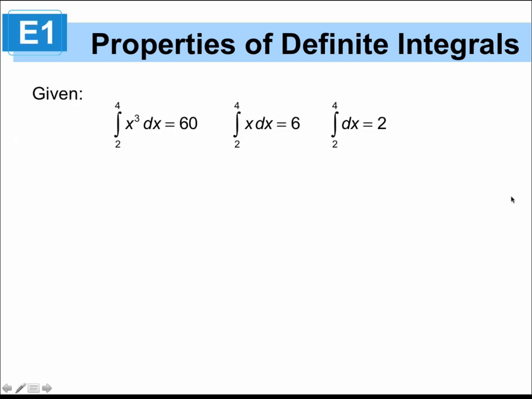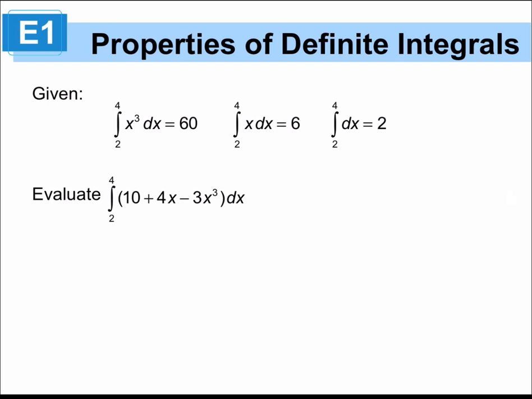Okay, so first example. We can do the math, this isn't that tough, but we're going to pretend we don't know these values. We don't know how to find the definite integral. Well, we actually don't know how to find the definite integral of x cubed. We can do it for x, which we'll get to in a bit, and we can do it for 1 dx. But they're going to give you this information. They're going to tell you what each of those things equals, and then they're going to ask you to find that.